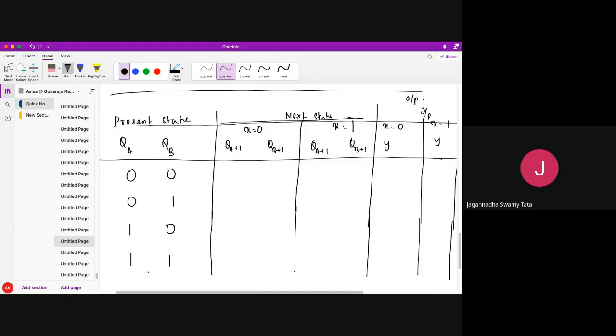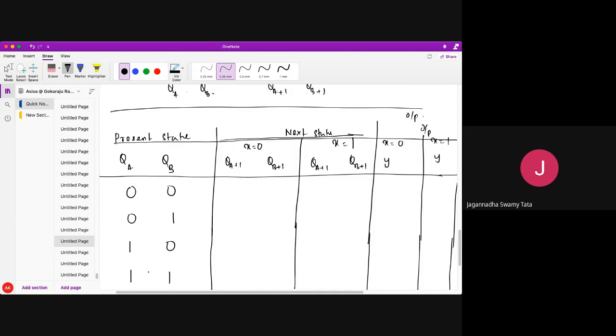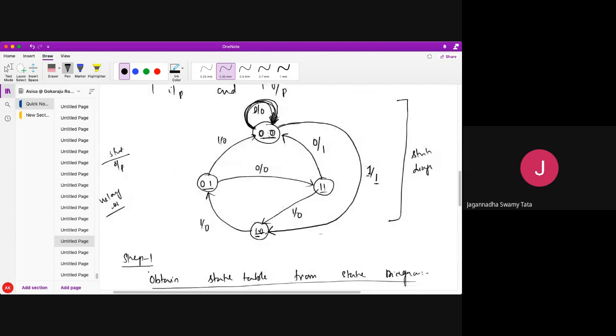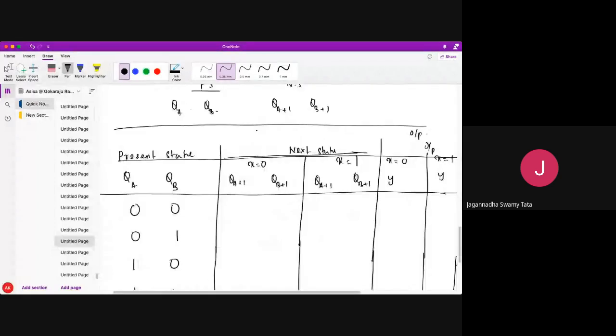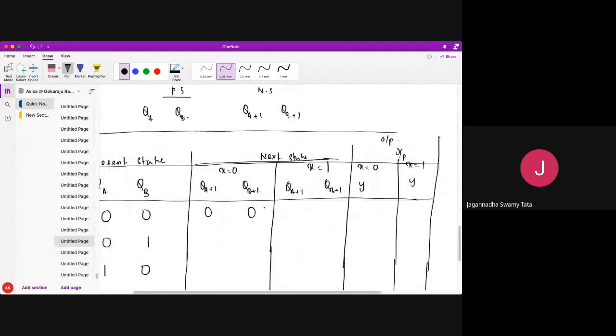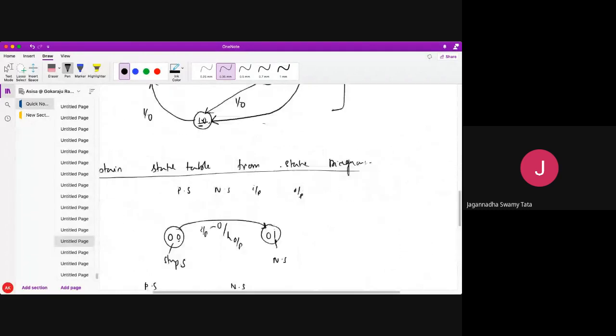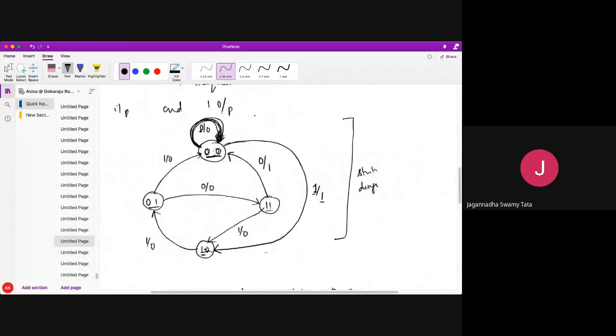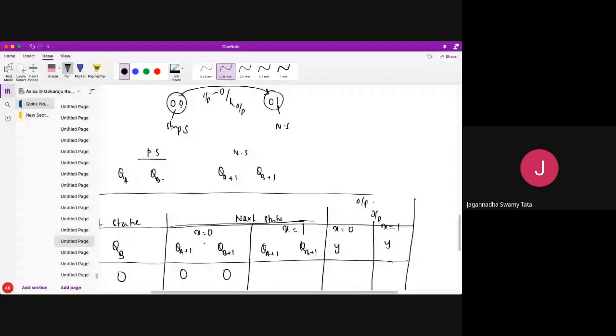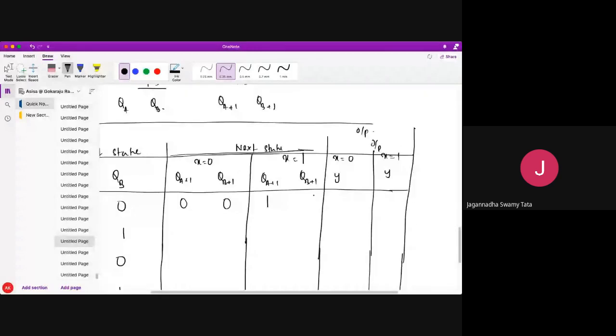Now for input x equal to 0, what is my next state, students? For input x equal to 0, what is my next state? Next state is 0 0 only. That I am going to write down here. Now if my input is 1, what is my next state? My next state is 1 0. So my next state is here 1 0.